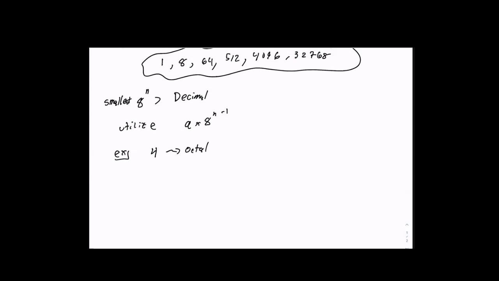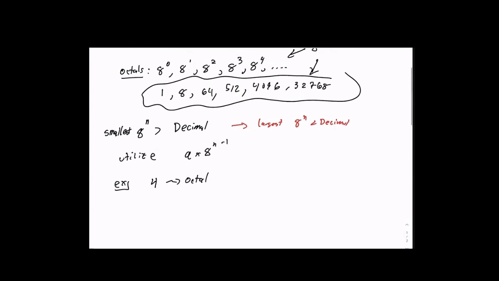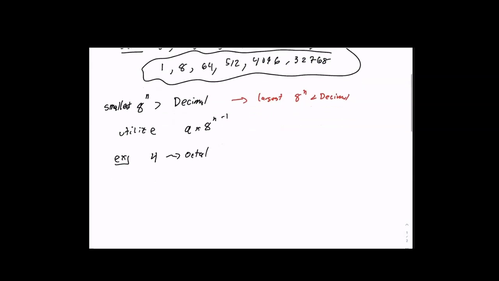Also the same thing as the largest 8 to the n that is less than the decimal. So which number? We're talking about these numbers right here. In the octals, these are the numbers we are working with. So which one is the smallest that is bigger? I say 8. Okay, so 8 is the smallest one that's bigger. So that means we have to go down one less.